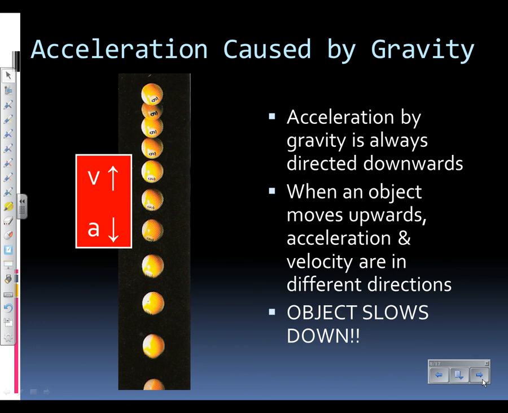So on the up trip, velocity will have one sign, acceleration will have a different sign, and that means that object will physically slow down. In this frame of reference, we could say velocity is positive and acceleration is negative, but we could flip the frame of reference over and call up negative and down positive, and it would still be the same thing. We'd still have different signs on velocity and acceleration. So physically, it's going to slow down. Good there?